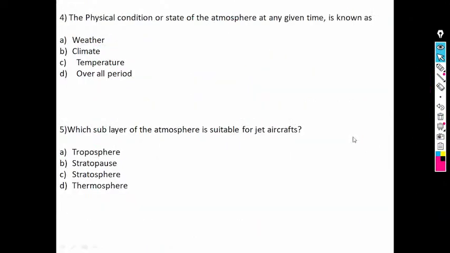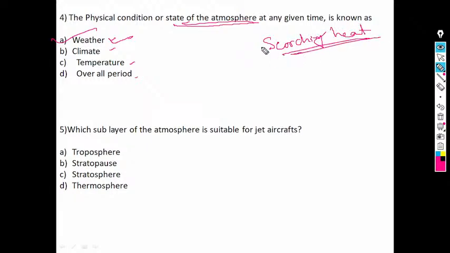Next, the physical condition or state of the atmosphere at any given time is known as weather, climate, temperature, or overall period. It is normally known as weather at any given time. Now here, outside, it is scorching heat.